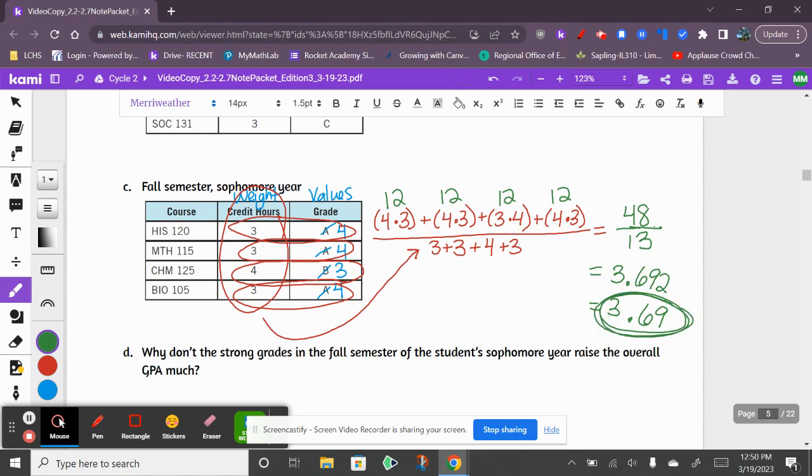Okay, this gives you everything you need to know for section 2.2. If you have any questions, please feel welcome to reach out.